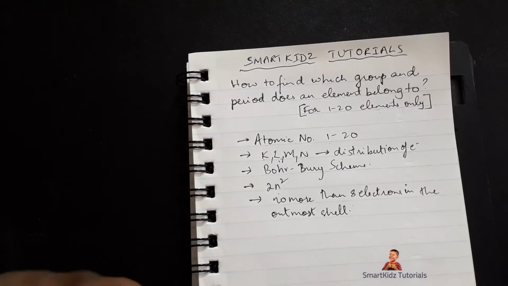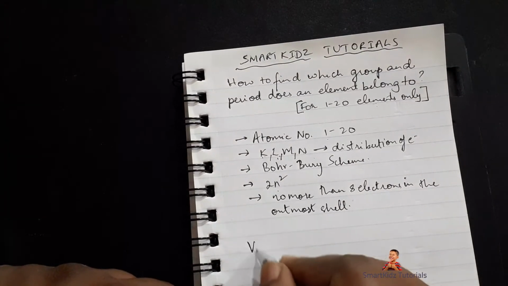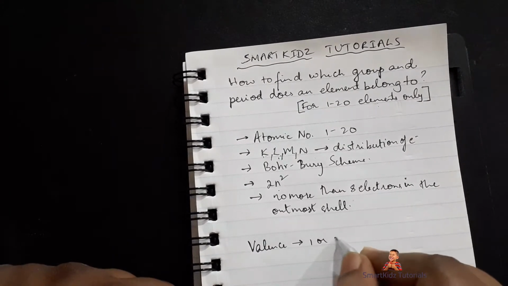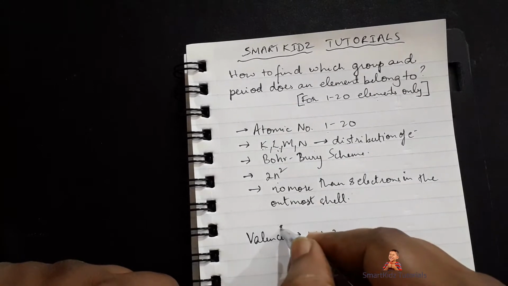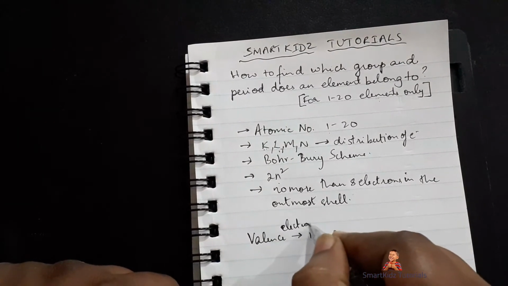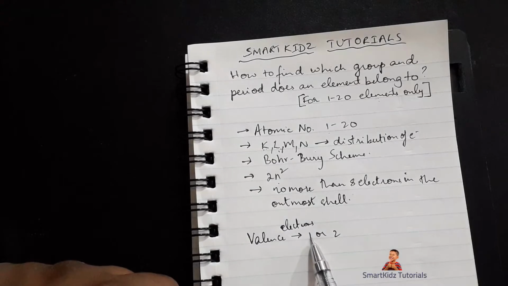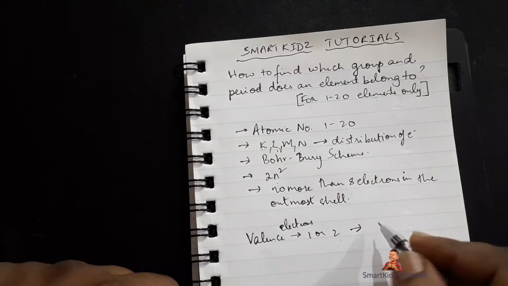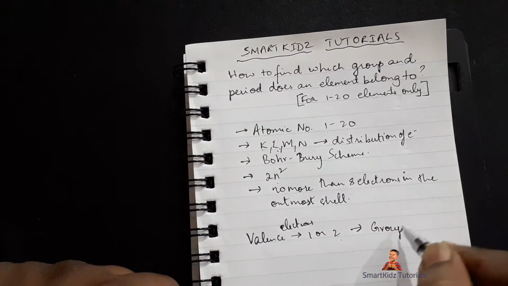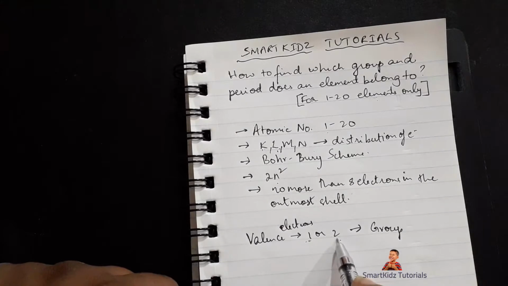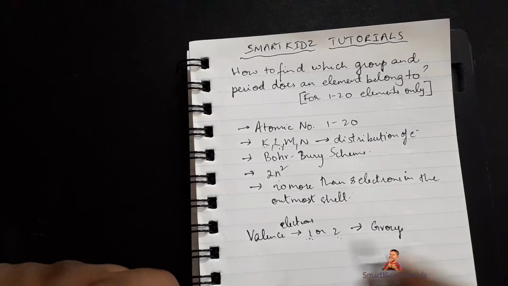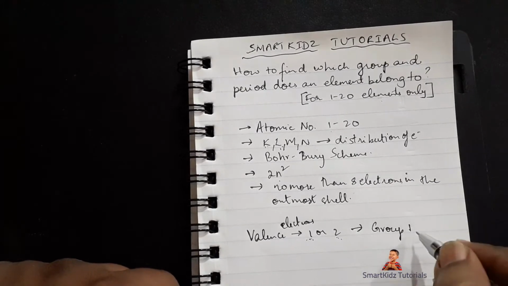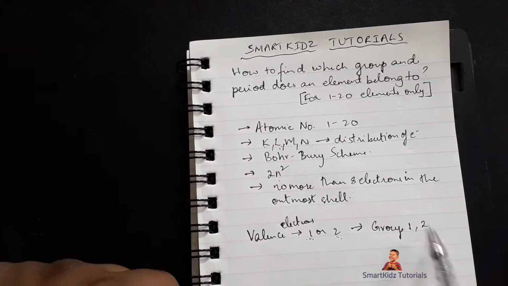Now the trick is such that when the valence electrons are 1 or 2, that means in the outermost shell the electrons are either 1 or 2, then the group will be equal to the number of electrons in the outermost shell. So if there is one electron in the outermost shell, the group will be 1, and if there are 2 electrons, it will be 2. So group 1 and 2.